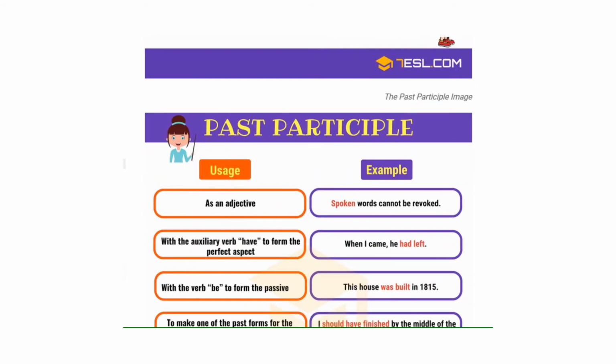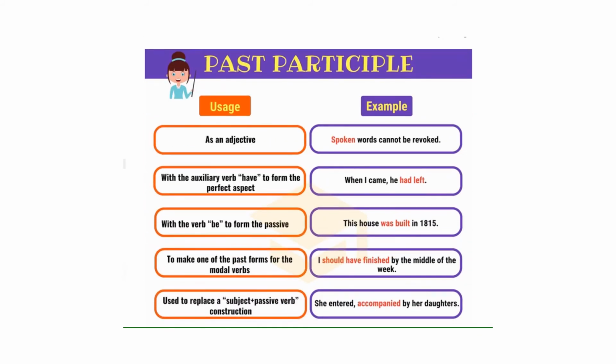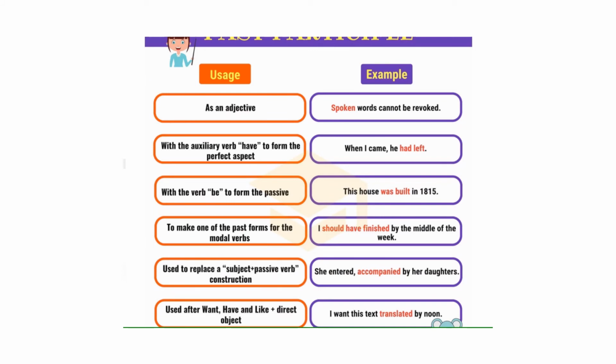Okay, so we have now the past participle. As an adjective: spoken words cannot be revoked. With the auxiliary verb have to form the perfect aspect: when I came, he had left. With the verb be to form the passive: this house was built in 1815.